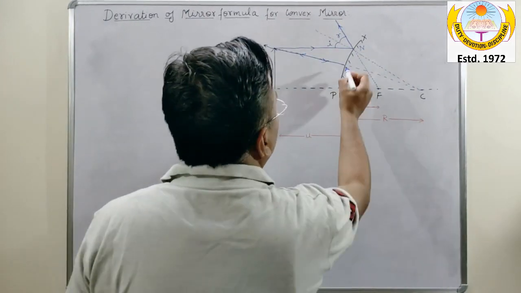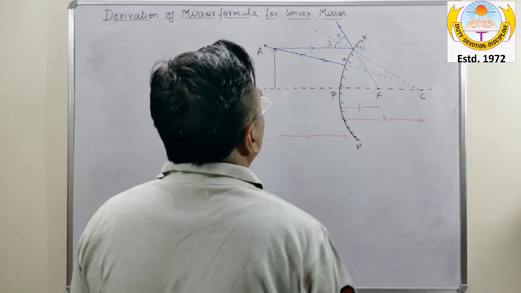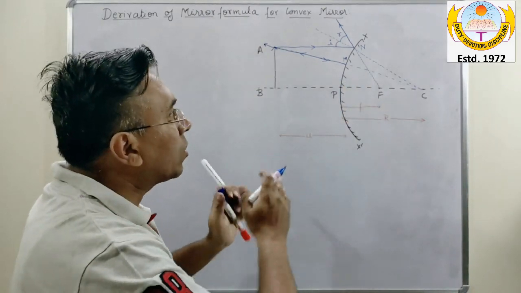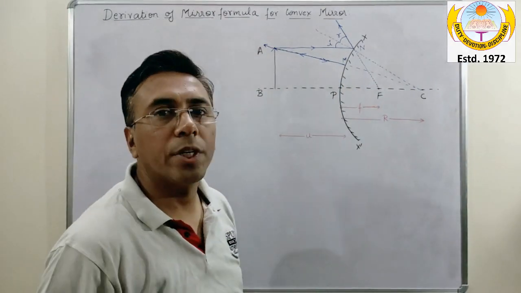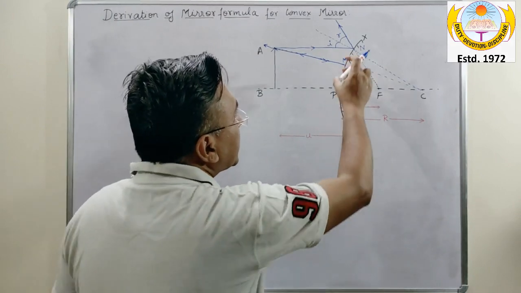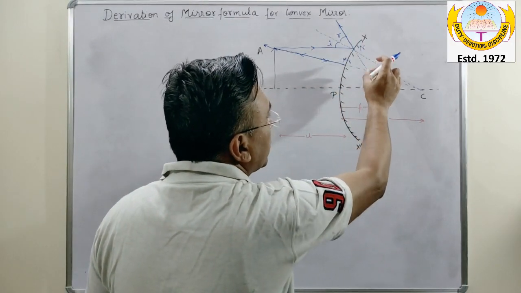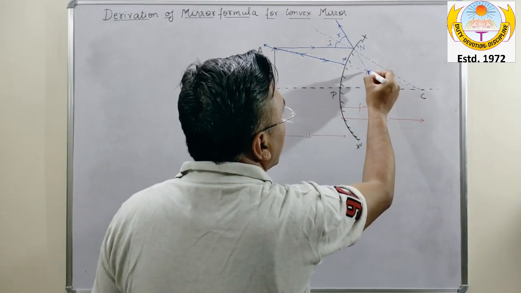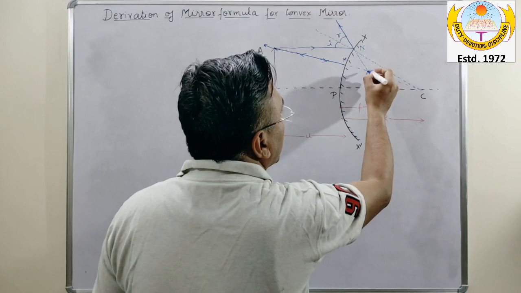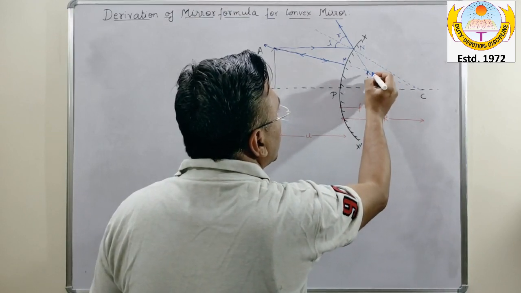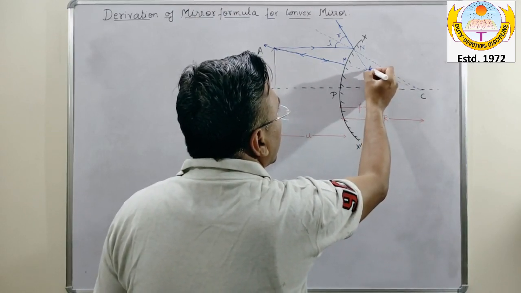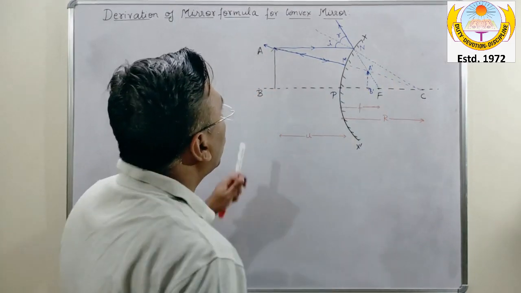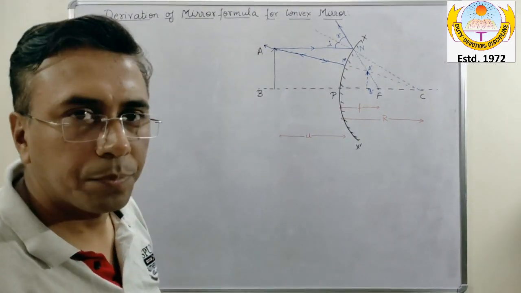Now as we can see, the two reflected rays are diverging away. They are going away from each other, so obviously we are not going to get a real image. But if I see the extension of these two reflected rays, they are meeting at this point. So what we consider over here is a virtual image getting formed. Now this A dash B dash is the virtual image of the object AB.